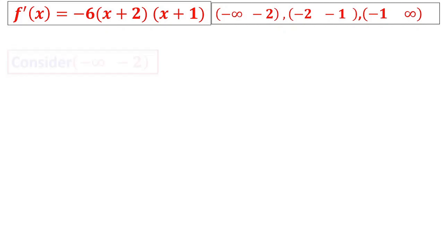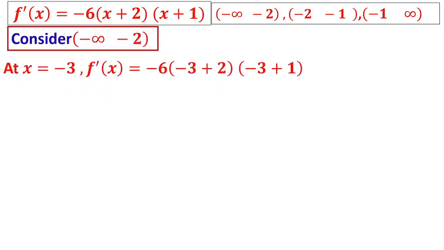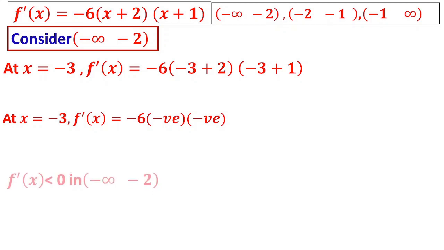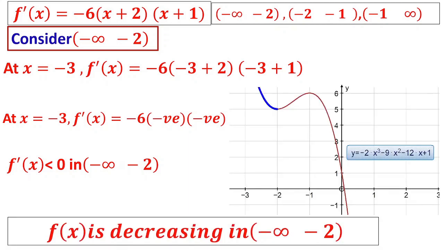Okay, let us take the first interval, minus infinity to minus 2. I am taking minus 3. F dash of x is minus 6 into negative into negative. Be careful. When you don't take minus 6, you will get negative into negative as positive. Your decision will be wrong. If it is minus 6, negative into negative, you are getting total negative. Therefore it is less than 0. Therefore it is decreasing, and you are seeing in the graph that it is coming down.